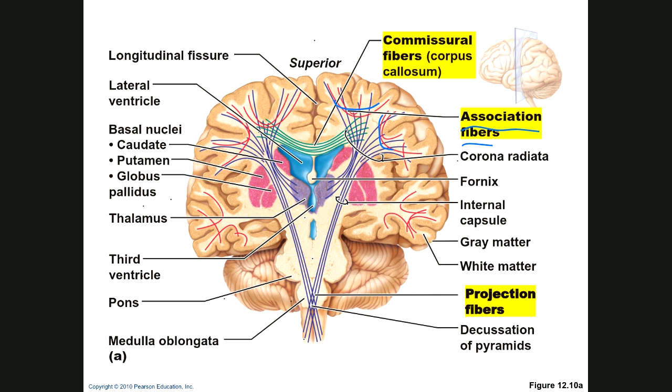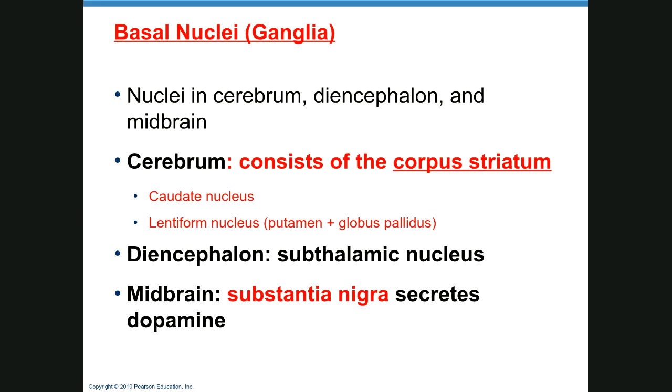The fibers that connect right and left hemispheres, right here, like the corpus callosum, are called commissural fibers. And the fibers that connect the cerebrum with other parts of the brain are called projection fibers. So you should be able to distinguish the different types of fibers.